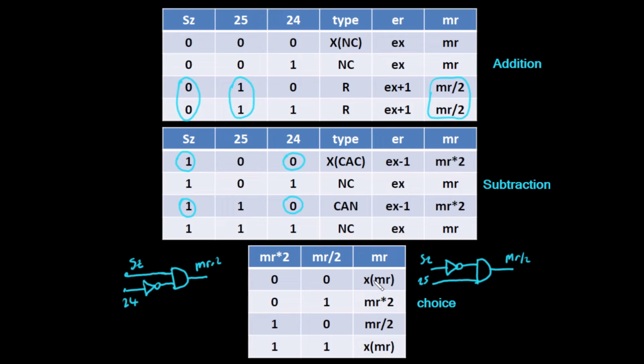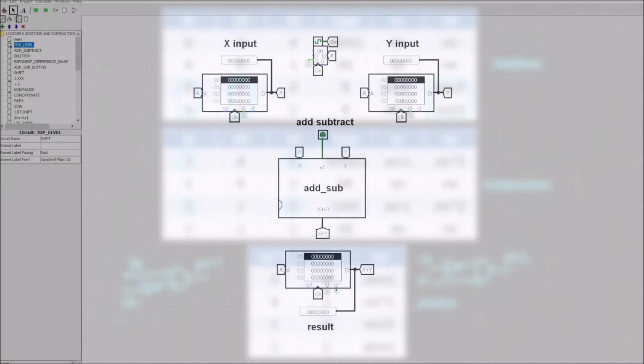So we would have a no change for these ones, and then we would have MR times 2 for this, and MR divided by 2 for this. So it means that we only need to pass on these two options here, MR times 2 and MR divided by 2. So let's go ahead and we'll see these circuits inside our Logisim.